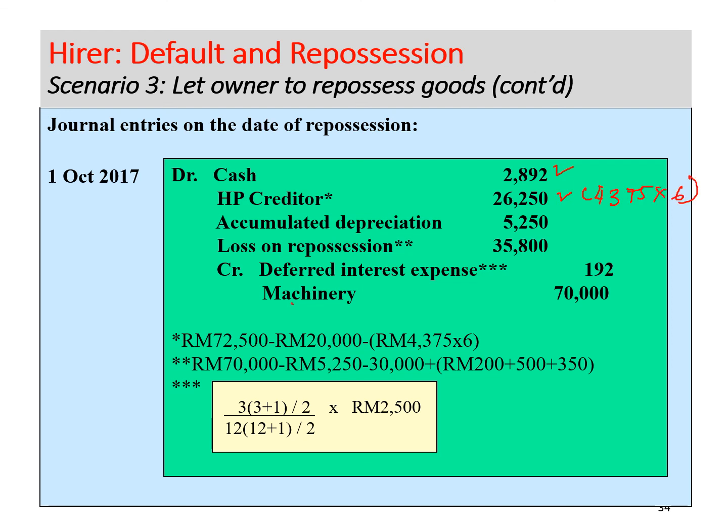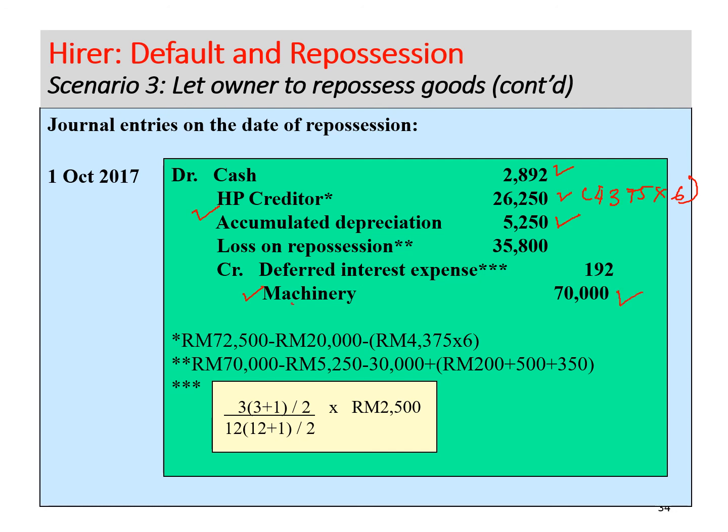Then you will have to remove your accumulated depreciation because the goods are being repossessed by the owner, so you will have to remove the accumulated depreciation as well as the machinery. So you debit your accumulated depreciation, and the total amount of accumulated depreciation we have calculated is 5,250. Then we also have to remove the machinery because the machine is being repossessed by the owner. So you will credit your machineries. The cost price of your machinery is actually 70,000.